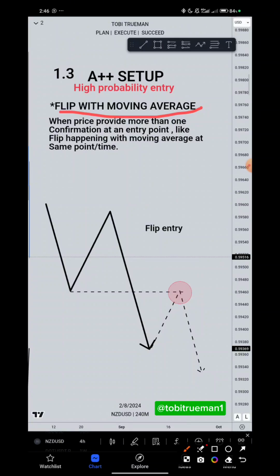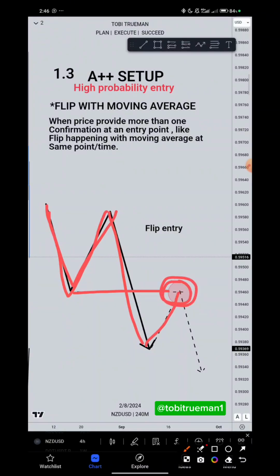When price provides more than one confirmation at an entry point, like flip happening with moving average at the same point. Okay, that is the definition I'm trying to give to A plus plus setup, as it is a high probability entry. So as you recall, we know what our flip is. See, with this example here, as a bearish market, which is a downtrend, okay, and then this is a flip, support turning to resistance, then price coming to the resistance gives us our entry, and then we can take it.